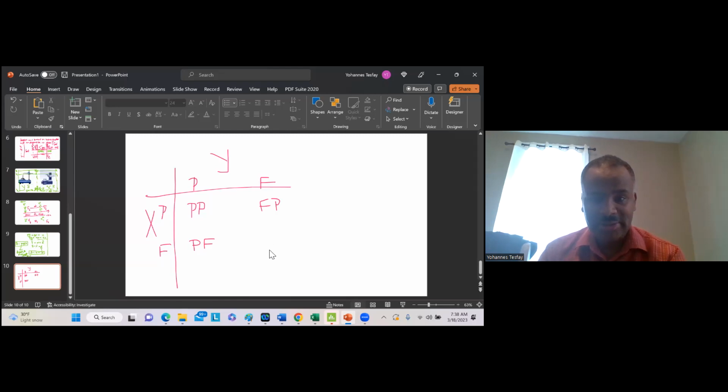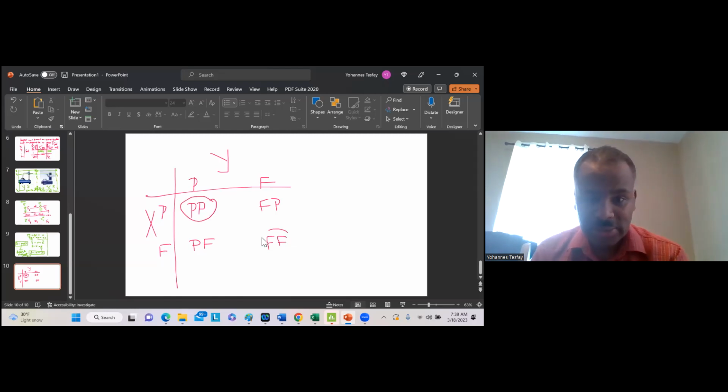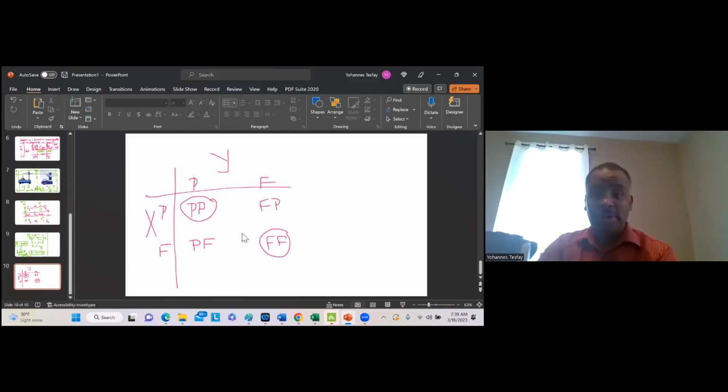And this says fail. Okay, so where is the gauge agreement? Gauge agreement is this one plus this one, isn't it? That is what gauge agreement is. But here, what are they doing? They are disagreeing, right? Yes. So now here y said fail, but what did x say? It said pass. So what is this called? False positive.